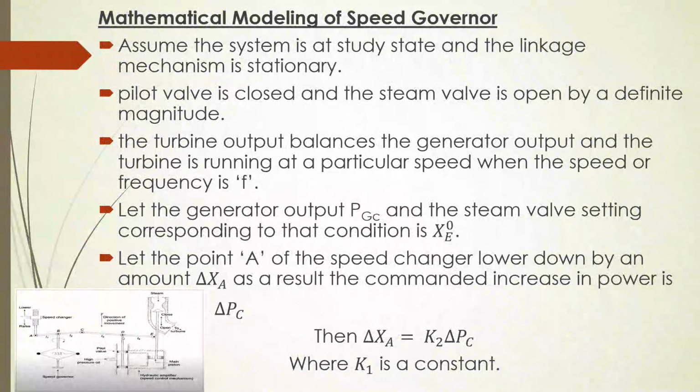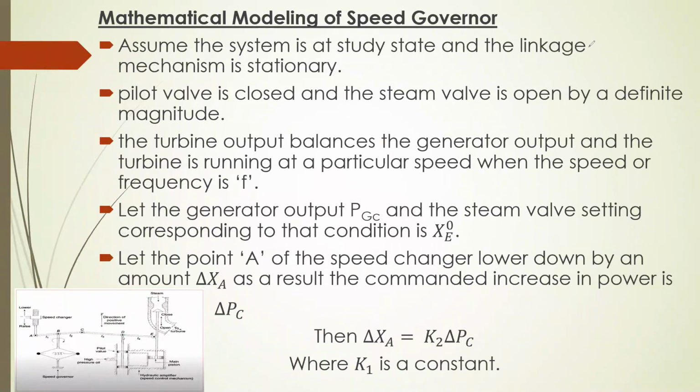Now we'll go with the mathematical modeling of speed governor. Already we have completed the theoretical explanation and animated video, how we have observed how it is working and how the linkage mechanism is working, how the valve of that speed governor varies with respect to the speed changer position settings. Everything we have observed. So whatever we have observed, we are trying to write in terms of equations, right?